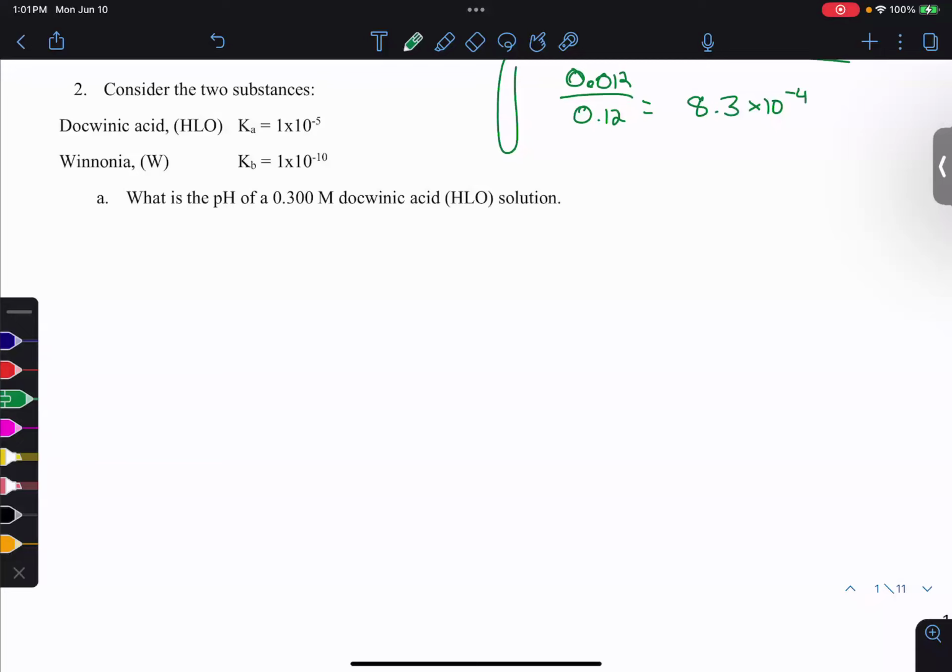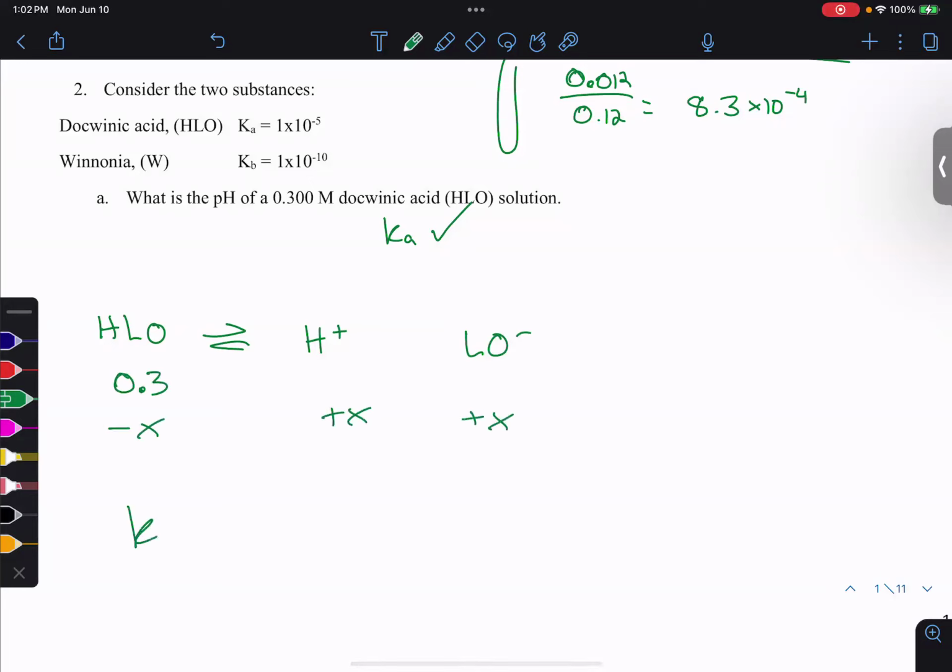So docwinic acid is an acid. So we're going to use the Ka. Did I give you the Ka of docwinic acid? Yes, I did. Perfect. So when we do this, this is a type 2 ice table where, okay, docwinic acid's an acid. So you put HLO into solution, you get H plus and LO minus out. If we start with 0.3 minus x plus x plus x, Ka equals x squared over 0.3 minus x equals 1 times 10 to the negative 5. That's the Ka I give you.